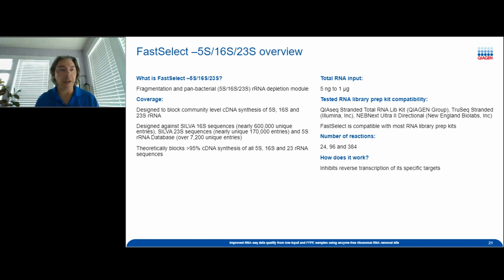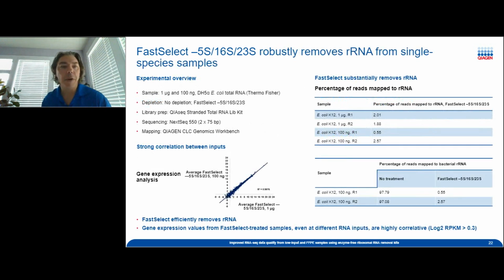Just to show you some data, we're looking first at E. coli. This is DH5 alpha E. coli total RNA that we acquired from Thermo Fisher, 1 microgram and 100 nanograms. We have data here of no depletion and FastSelect depleted, using a QIAGEN NGS kit here. On the upper right-hand corner, you can see the percentage of reads that map to E. coli after using FastSelect.